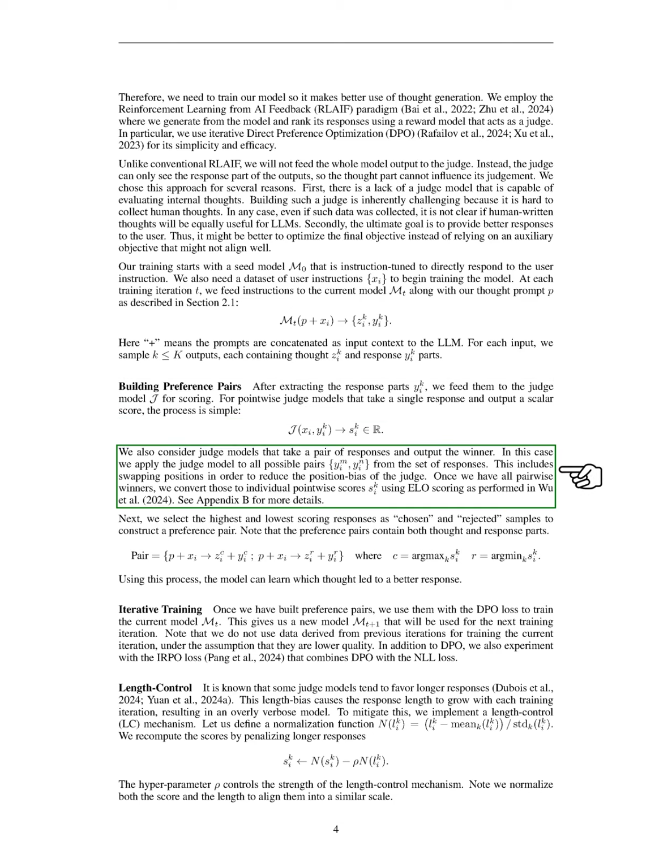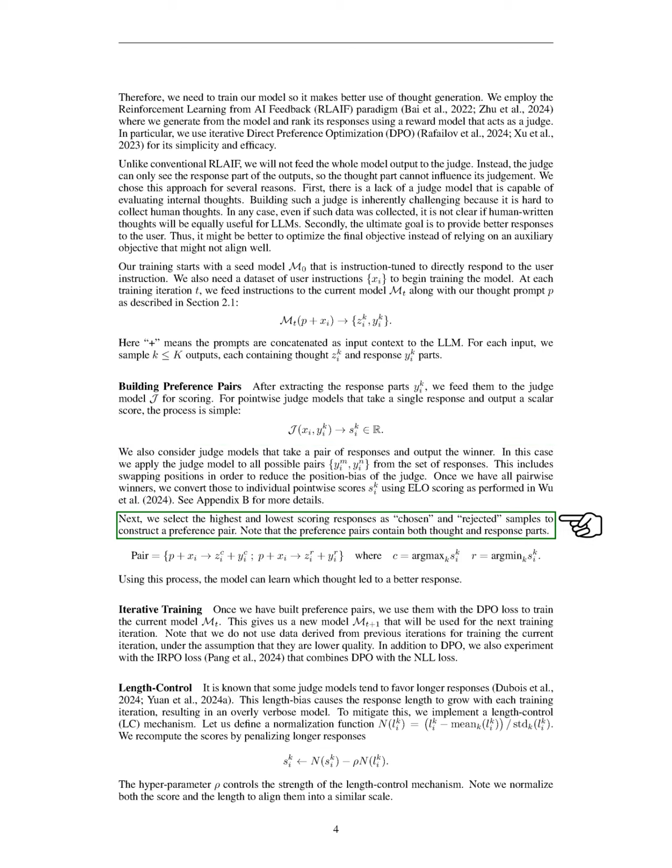We also look at judge models that compare pairs of responses to determine a winner. We apply the judge model to all possible pairs of responses, including swapping their positions to minimize any bias from their order. Once we identify the winners from these pairs, we convert them into individual scores using ELO scoring. We then select the highest and lowest scoring responses as our chosen and rejected samples to create a preference pair, which includes both thought and response components. This helps the model learn which thought process led to a better response.